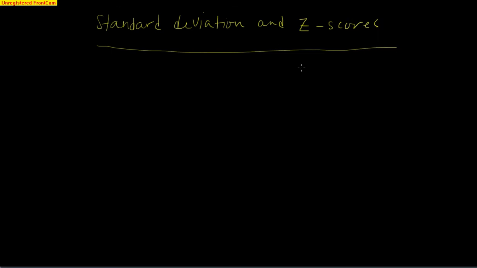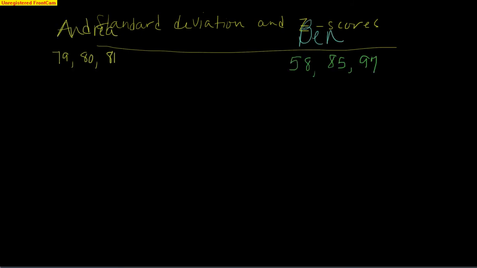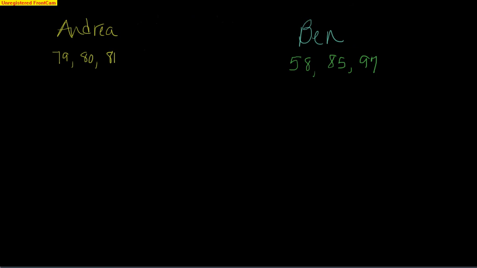Hi everyone. Because we had to go over everything in class this past week rather quickly, because there were a fair amount of absences, I decided to do this video just sort of recapping what we did in class regarding standard deviation and z-scores. If you remember, we looked at an example, two of my students, Andrea and Ben, and these were their test scores over 3 different tests. They'd each taken 3 tests.